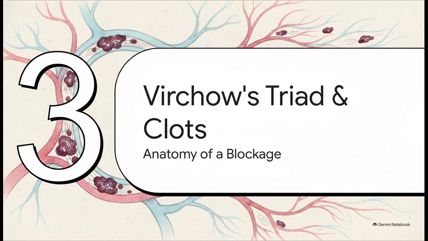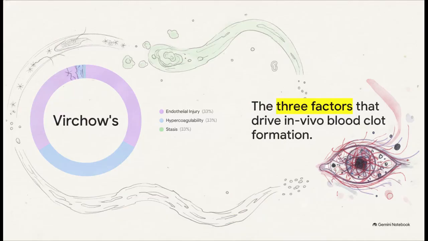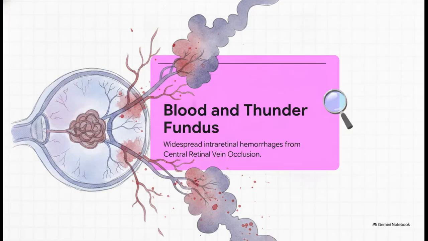Section 3. Virchow's triad and retinal clots, the anatomy of a blockage. As we know, every in vivo blood clot is driven by Virchow's triad. It's this incredibly delicate mathematical balance of three factors: endothelial injury to the vessel wall, hypercoagulability, which is just a fancy way of saying sticky blood, and stasis, or slow flow. When these three elements align, they set off a cascade that turns into sheer visual chaos inside the eye. And that brings us to one of the most dramatic visual diagnoses in all of medicine.